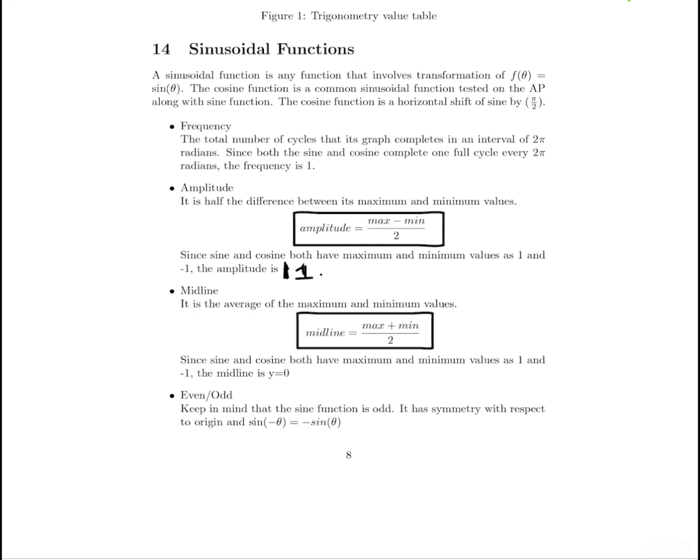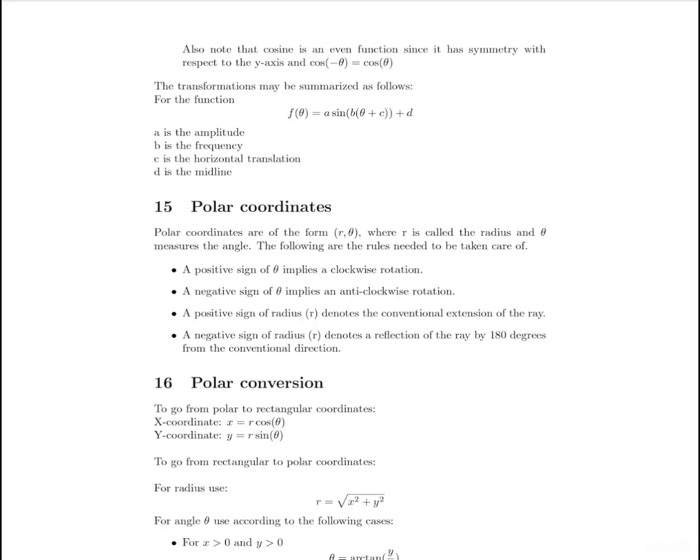Now, you have to keep in mind whether sine and cosine is an odd or an even function. So, sine function is odd. It has symmetry with respect to the origin, which implies that sine of negative theta is equal to negative sine theta. And cosine is an even function because it has symmetry with respect to the y-axis, which implies that cos of negative theta is just cos of theta.